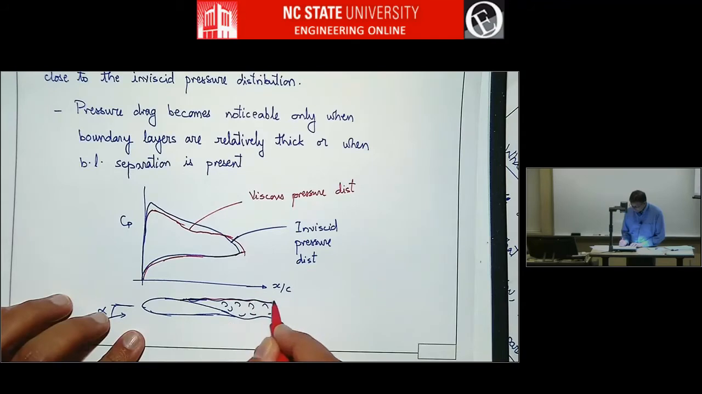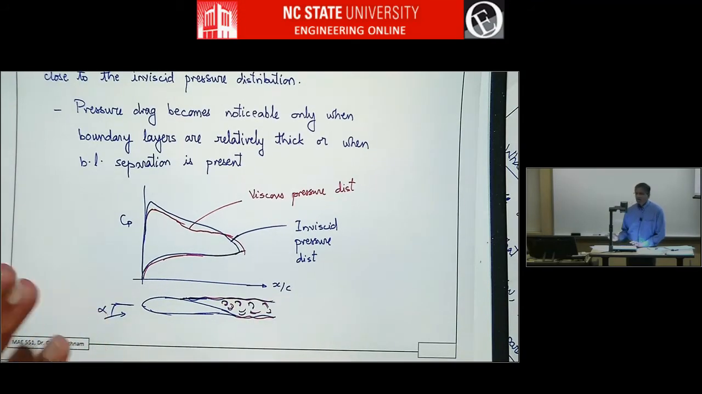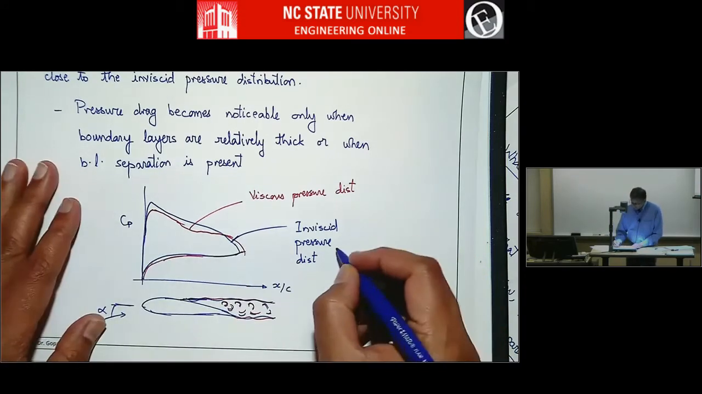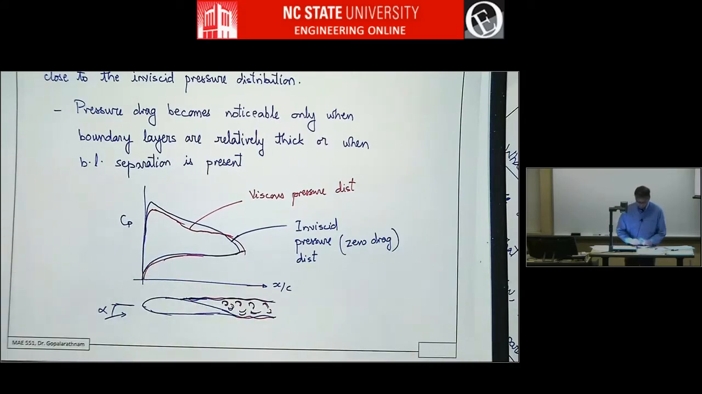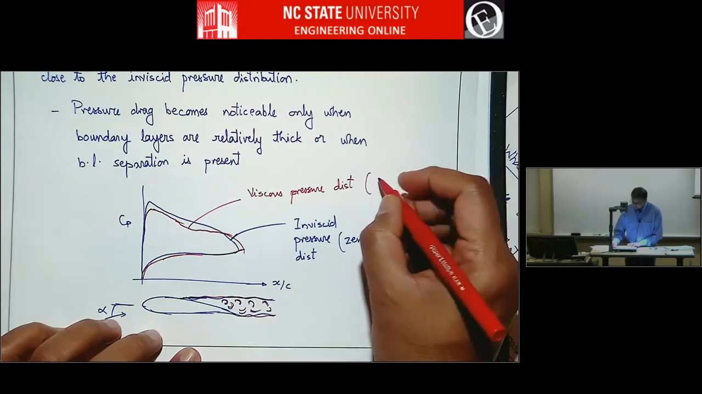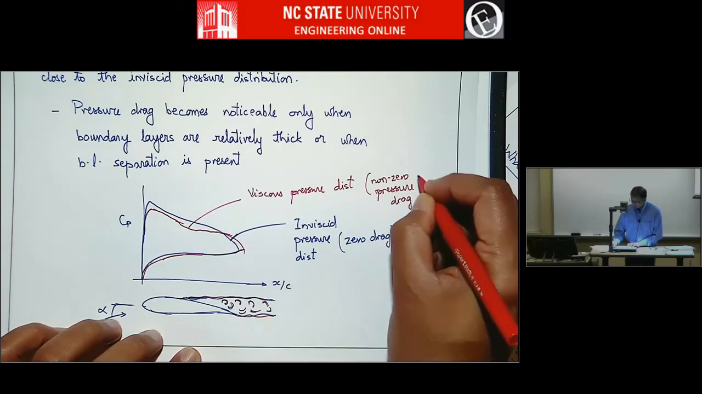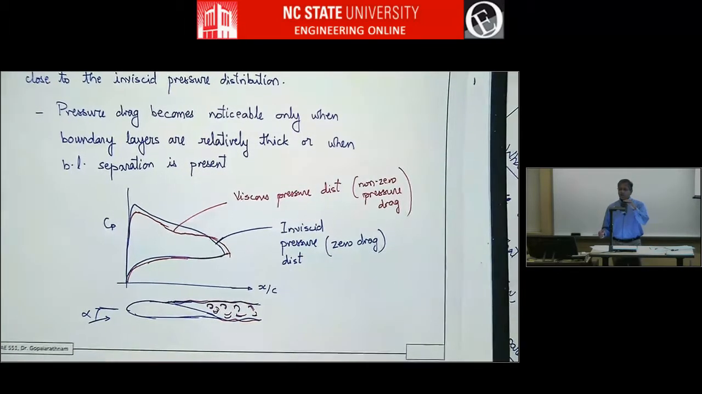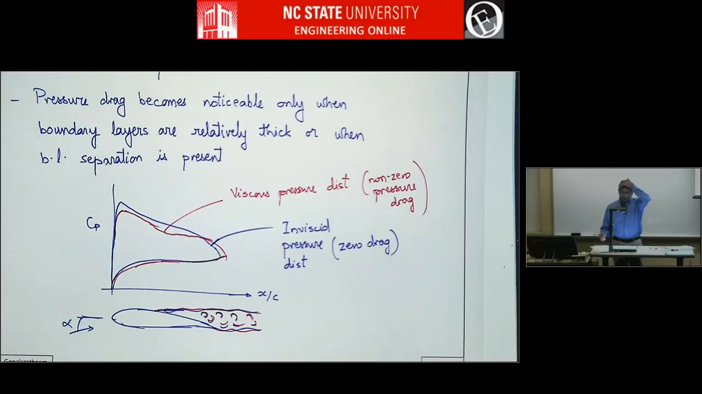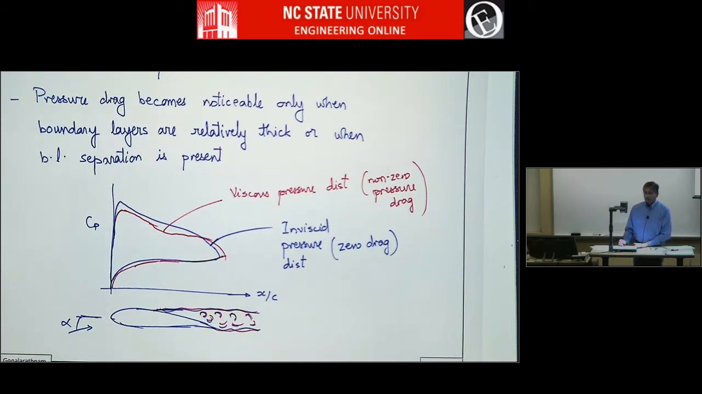This is only in the viscous flow. Inviscid pressure distribution assumes the flow is always attached. I mean, there is no viscosity. So this will give 0 drag, but viscous pressure distribution will give non-zero pressure drag. Obviously, viscous pressure distribution will also have skin friction drag because there is viscosity, right? There's going to be rubbing on the surface of the airfoil. But even the pressure drag will be non-zero. That's because the separated boundary layer or even a thick boundary layer changes the pressure distribution from the inviscid approximation. So when you go to these kind of situations, the inviscid approximation is not really valid because viscous effects have significantly changed the flow.